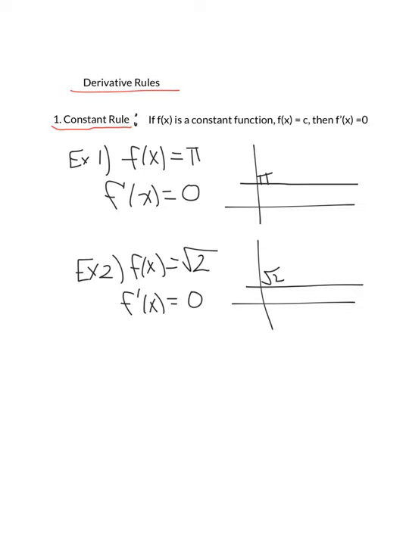Our second rule is called the constant multiple rule. If we have a function g of x that equals a constant c times another function f of x, then the derivative of g of x, or g prime of x, is equal to that constant c times the derivative of f of x, or f prime of x. We're going to go through a couple of examples.